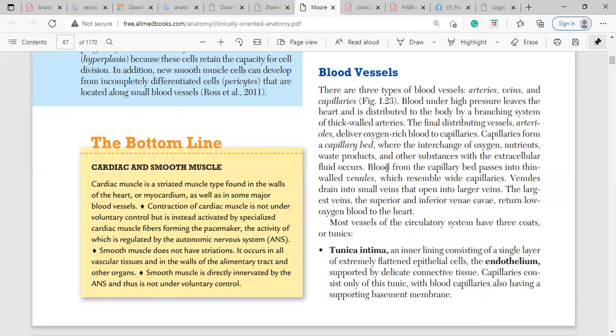Now, let's go to veins. Veins are blood vessels that return blood to the heart. That's the first thing about veins. So it means they are taking blood from all other tissues and taking it back into the heart. We said arteries take blood from the heart and supply all other organs of your body, while veins take blood from all other organs and return the blood into the heart.